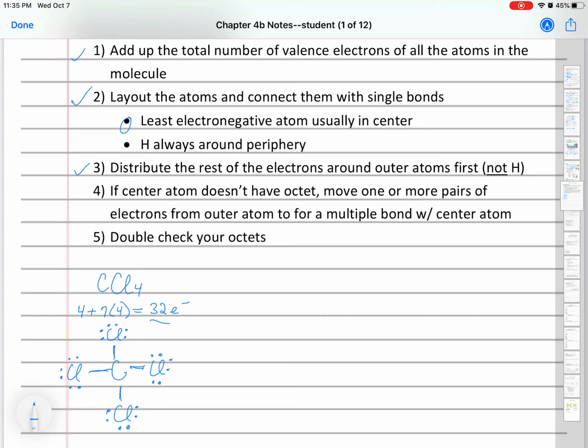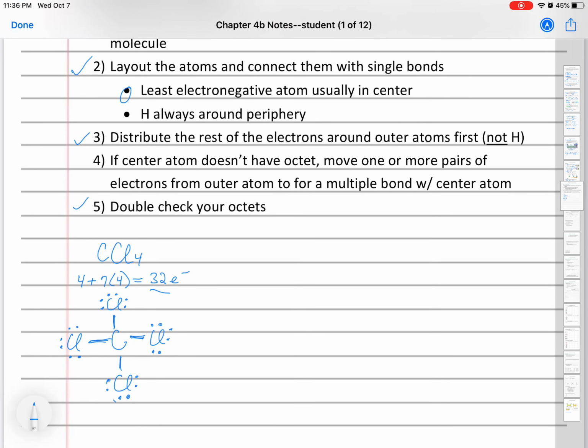Now I want to see, does the center atom have an octet? Does everyone have an octet? Carbon has 2, 4, 6, 8. And each of these chlorines also has 8, because remember, we count those bonding pairs for each atom. So everyone has an octet. I double checked that. This is complete.